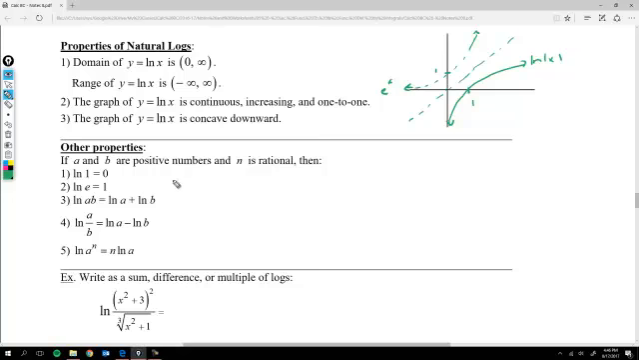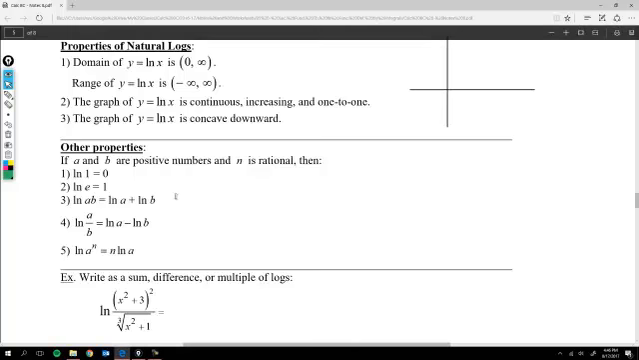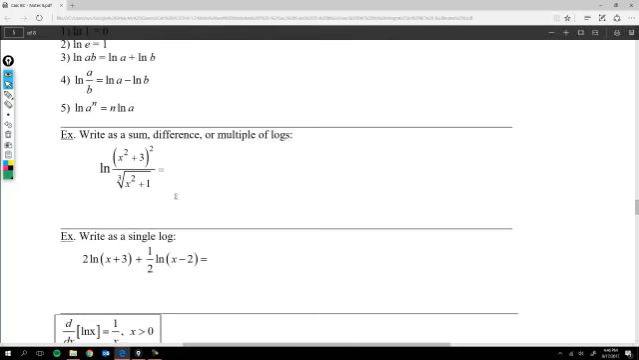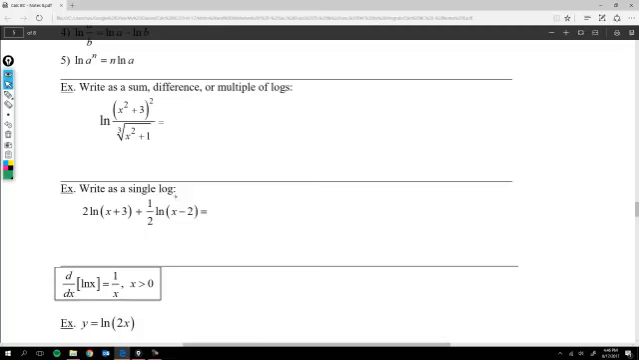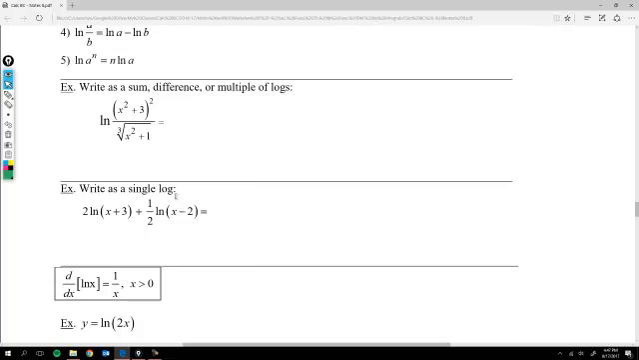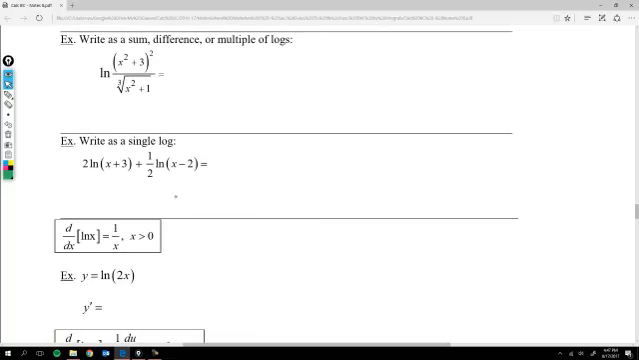Some other properties that we've talked about before are expanding and contracting or combining functions. And then the big one is that if you have an exponent on the inside of your natural log, you can bring that down to the front. So let's practice expanding.